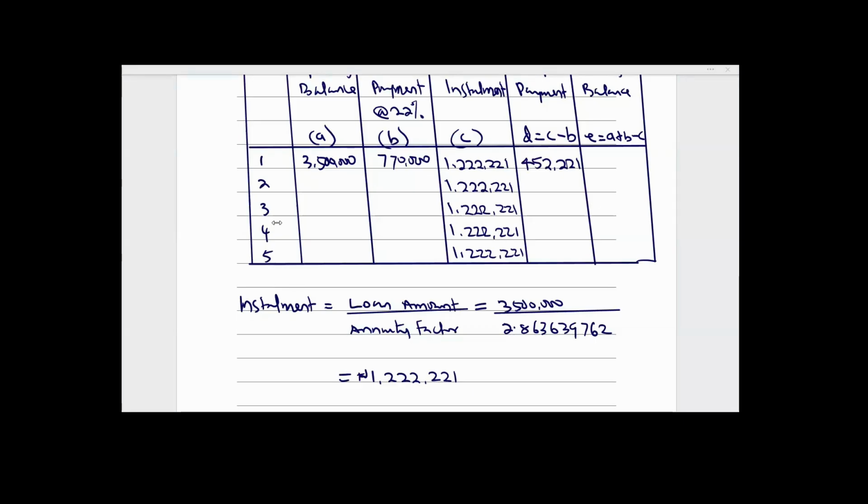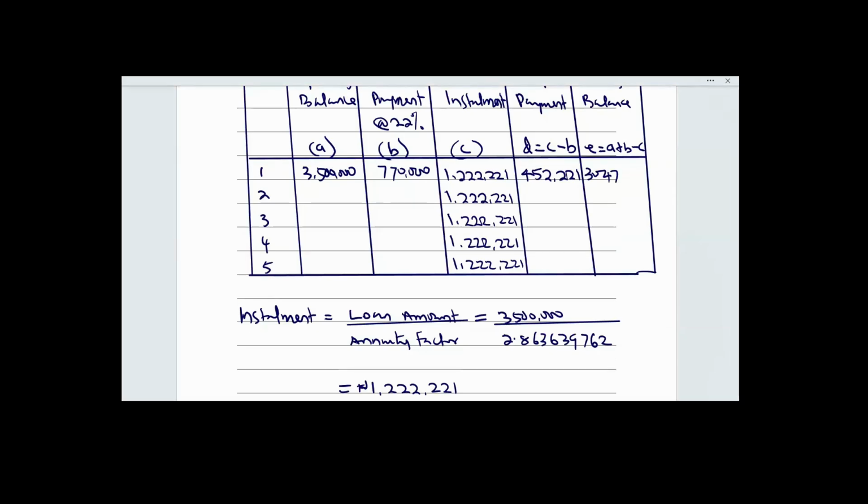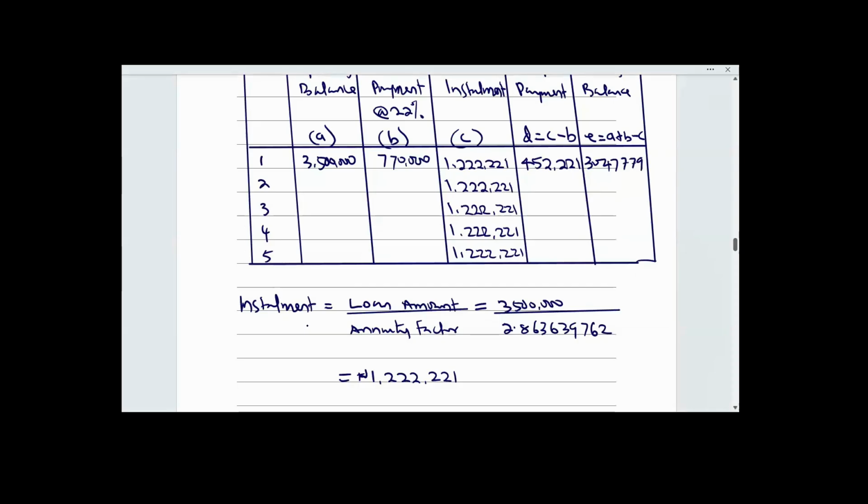So the balance at the end will be equal to, and there are two ways you can do this. If you like, you can say the opening balance minus the principal repayment, that is 3.5 million minus 452,221. So we are going to get 3,047,779 on my calculator. Okay, so that's the answer. That's the closing balance. Or I can use the formula I've given to you, which is the opening balance plus the interest minus the installments. You are still going to get the same thing.